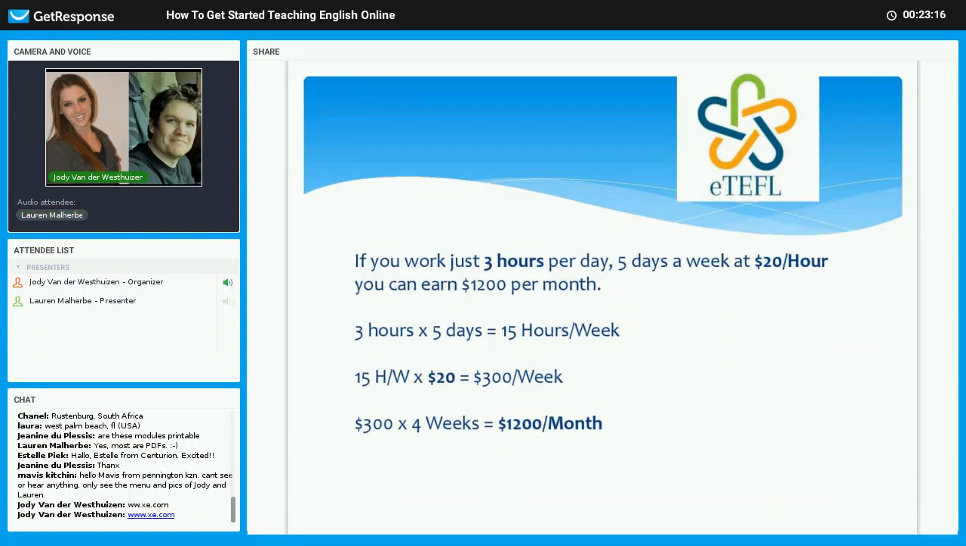If you work 3 hours per day, 5 days a week, let's say the same amount of hours, but now you've worked up and you're earning $20 an hour. That's double that, so $1,200 per month, which is over 17,000 rand a month working part-time. So you can see the earning potential here is pretty good, especially if you're converting to a weaker currency than the dollar.